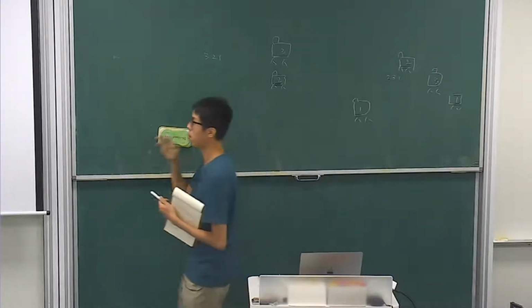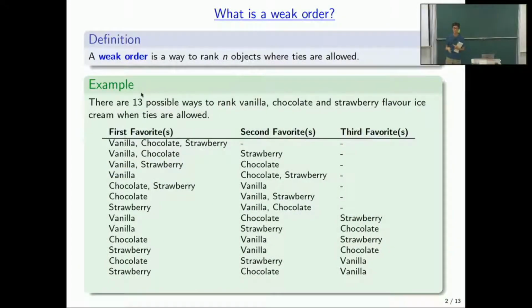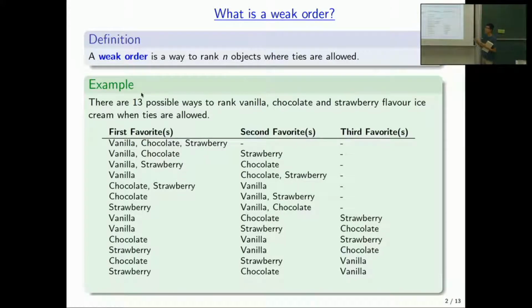Originally I wanted to use the horse racing example, but my department chair said it is not that healthy. So that's why I use this kind of example. Here we have different kinds of ice cream. If vanilla, chocolate, and strawberry all rank first, then you can rank it this way. But in some cases, vanilla and chocolate rank as first favorite, and then strawberry second, and this is the second way.